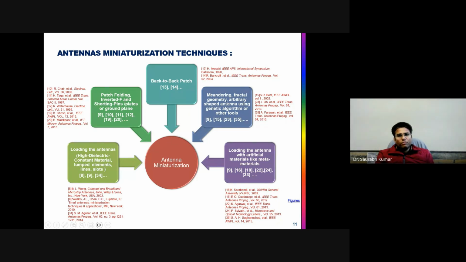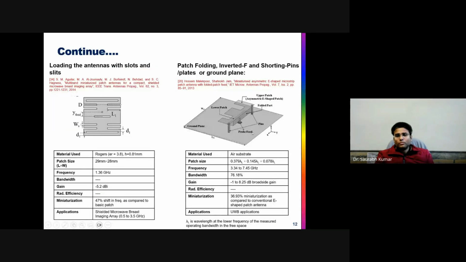Likewise, the fractal, I have already explained. The arbitrary shape antenna means you have just taken some algorithm where you have kept fitness functions, like I have to design the antenna with this much efficiency, with this much gain, and the overall size should be this much. The optimized geometry should be this much. So it will be giving you that, so that will be the optimization algorithm.